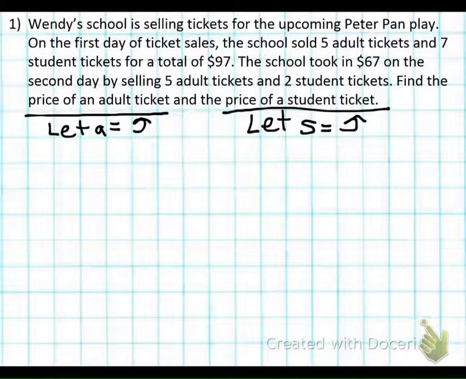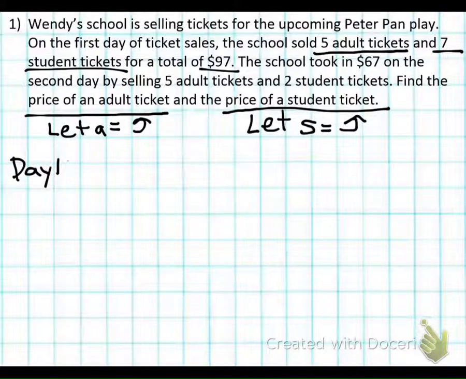Okay, now I'm rereading the problem to take out any important information. The first sentence is really just setting the scene. There's nothing important that I can use there. Then I see it's talking about on the first day the school sold 5 adult tickets and 7 student tickets for a total of $97. Okay, I think that's all going to be important information, so let's summarize that.